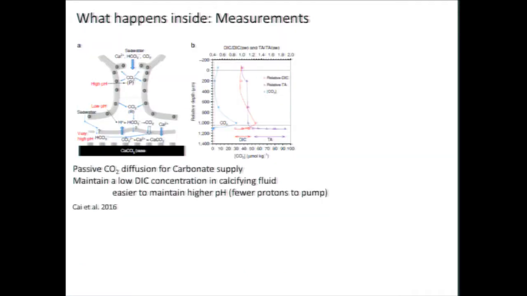So what happens inside? We saw one picture of this very nice paper by Wei-Jung Kai. And so I just want to show you another diagram from here. If you look at the DIC, the seawater, outside and inside relative ratios, right across this interface into the calcifying fluid, you'll see the DIC drops, the alkalinity goes up, and the CO2 goes way down. So what they argue in the paper is that passive CO2 diffusion helps supply the carbonate that's ultimately used. And actually maintaining a lower DIC concentration in the calcifying fluid makes it easier to maintain a higher pH because there's less protons to buffer.